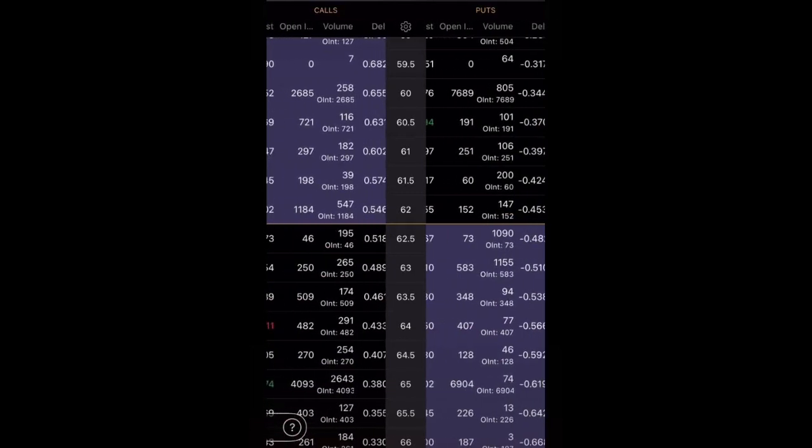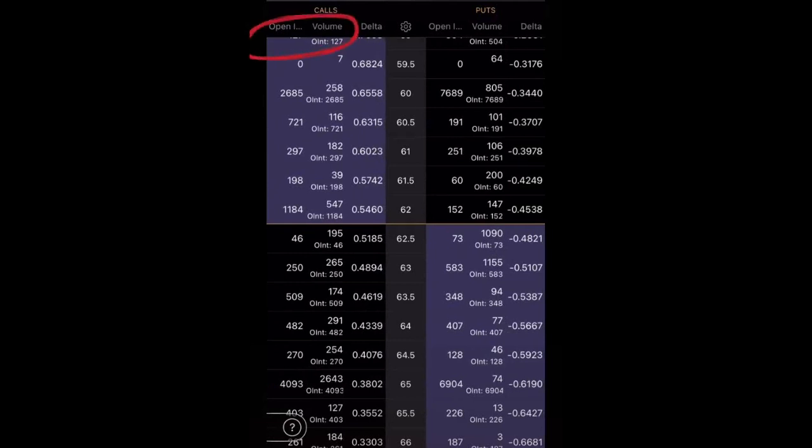You also want to consider the volume and the open interest when you're choosing a strike price. The volume and open interest will give you indications of how easy it will be to get in and out of the stock, as well as your profits. There's more to strike prices, but that's a brief explanation.